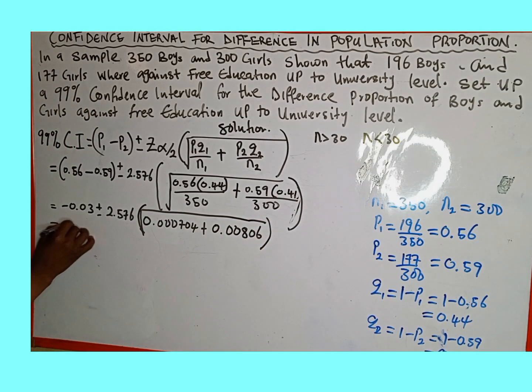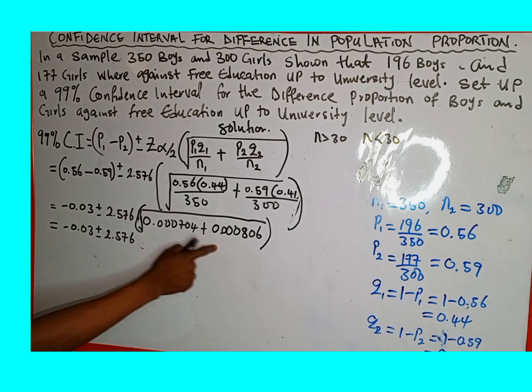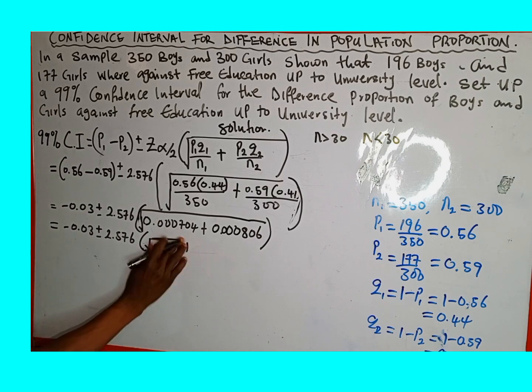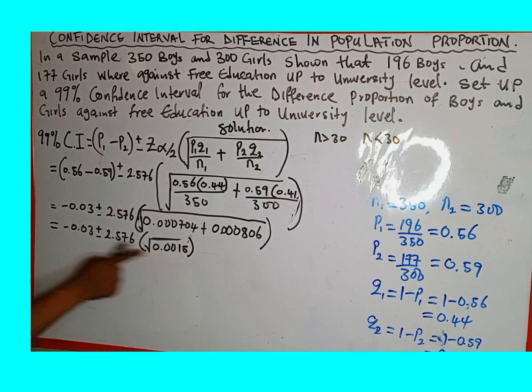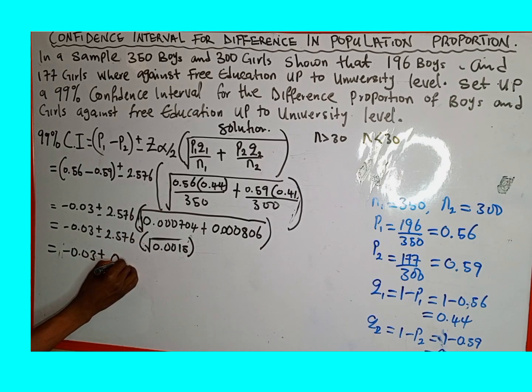So the next thing we're going to have is minus 0.03 plus or minus 2.576, then multiply by the square root of, if we add these two numbers, 0.0015. So the next thing is to simplify this: minus 0.03 plus or minus the square root of 0.0015, then multiplied by 2.576.